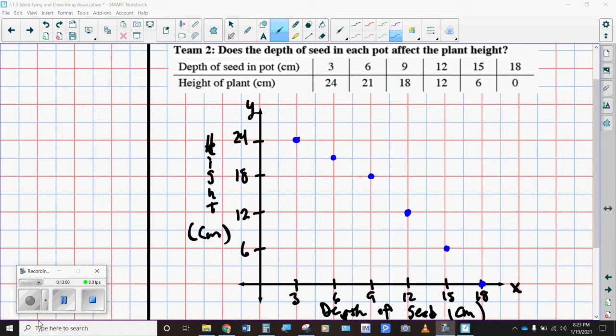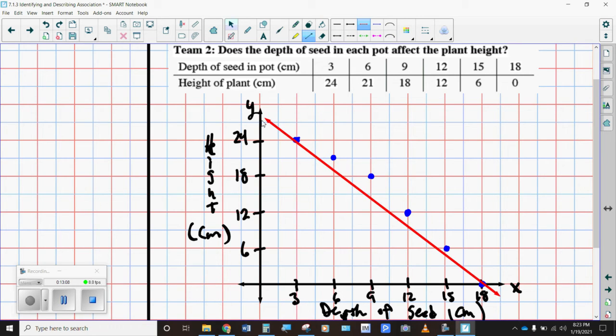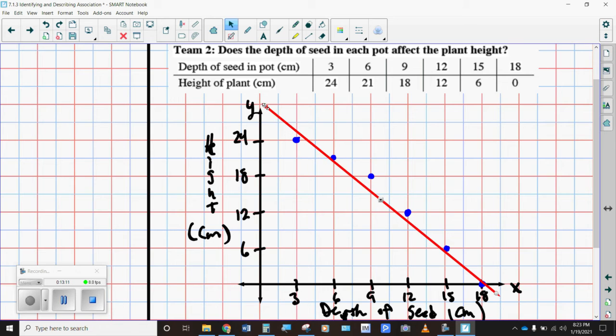All right. That's a strong correlation too. It's going in the opposite direction though, right? It is going kind of in a straight line. Looks like the line of best fit would pass somewhere around here. And it absolutely looks like the deeper the seed is planted, the shorter the plant is after 3 weeks. In fact, the one seed that was planted 18 centimeters below the surface never ever made it out of the dirt. It never grew, so it stayed at 0. So yeah, definitely the deeper the seed is planted, the shorter the height of the plant.